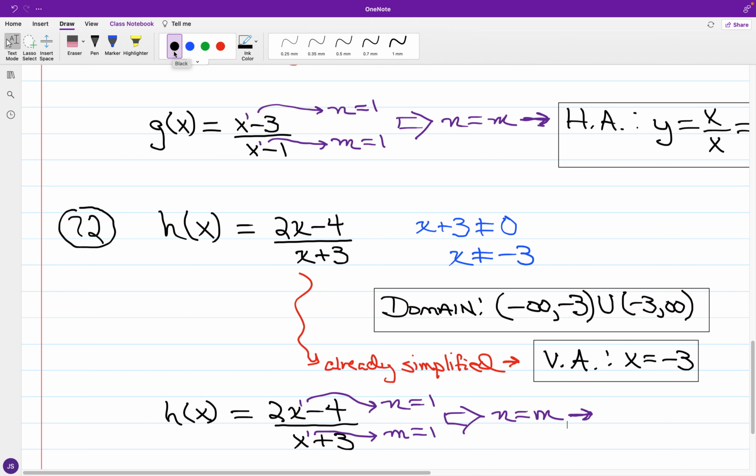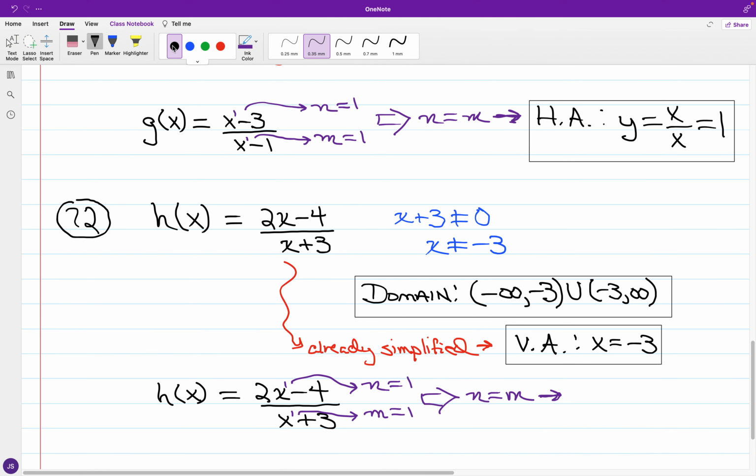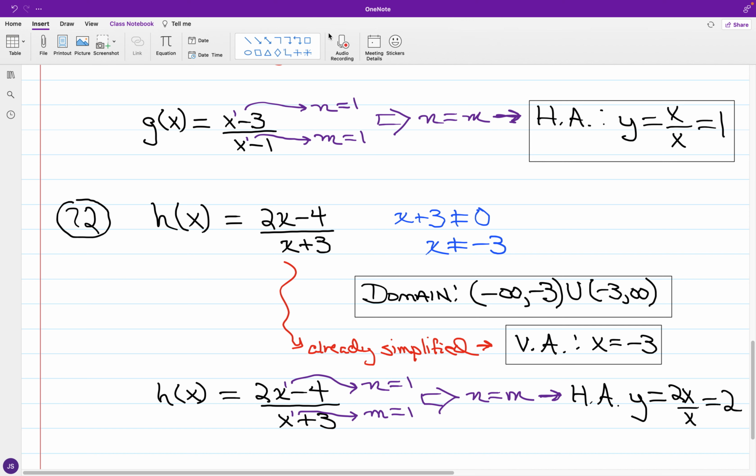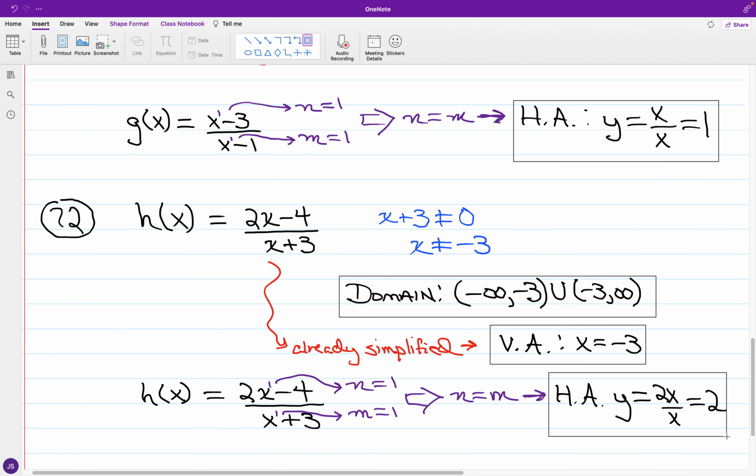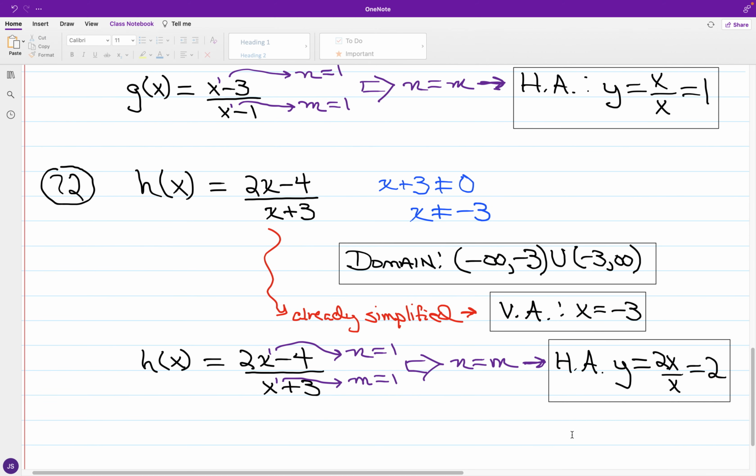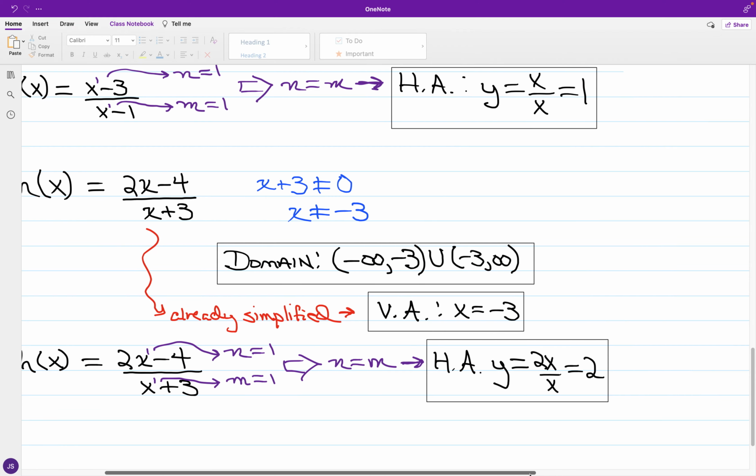And from this, we're going to have a horizontal asymptote, which you get upon taking the ratio of the highest order terms in the numerator and denominator. So in this case, y is equal to 2x over x, and that is equal to 2. So again, just like g of x, we have two asymptotes, one vertical and the other horizontal.